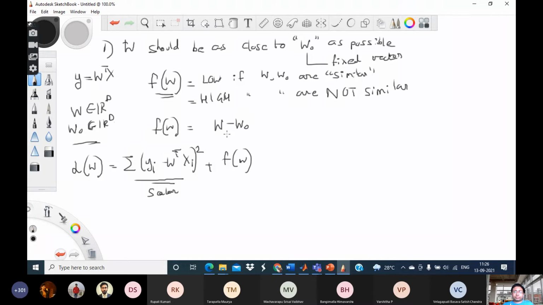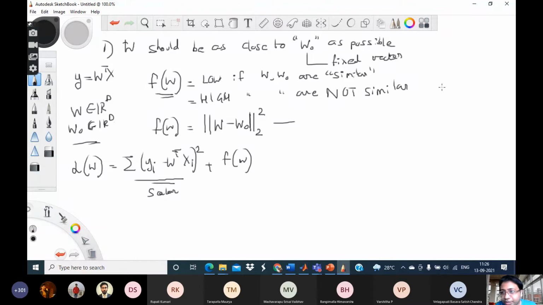Sir, you can take Euclidean magnitude, distance between W and... Exactly, Euclidean distance. So I hope you are familiar with this notation. Are you familiar with this notation? Do you know what this means? No, sir. Okay. So, kind of.